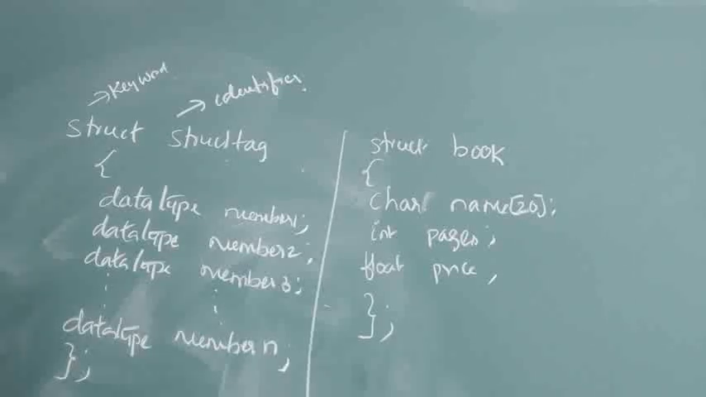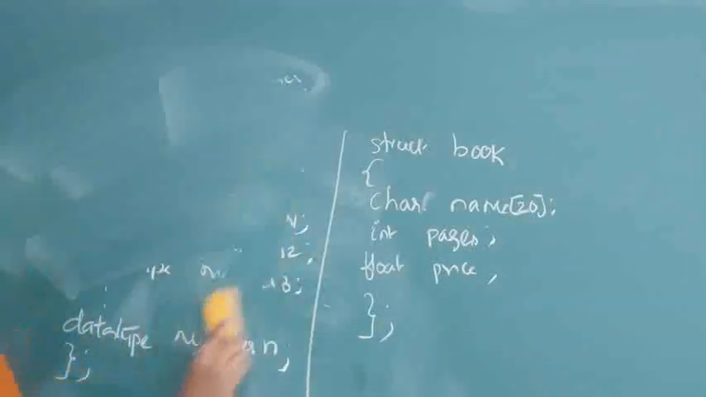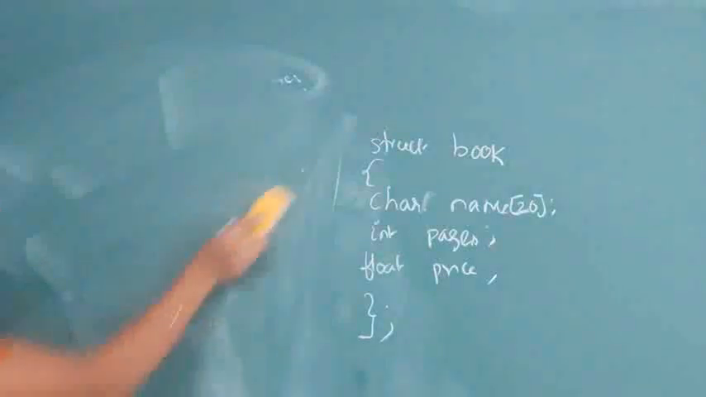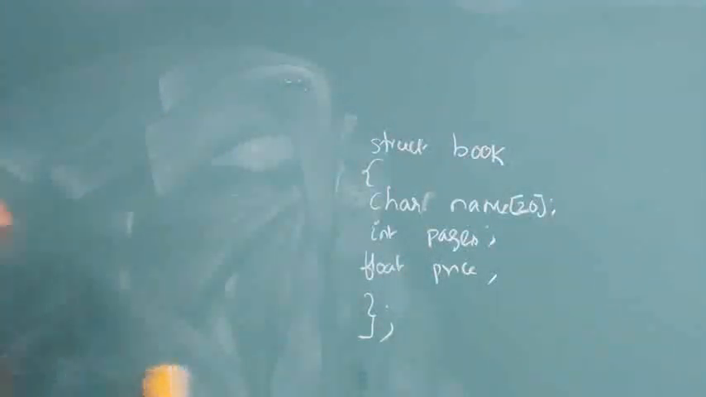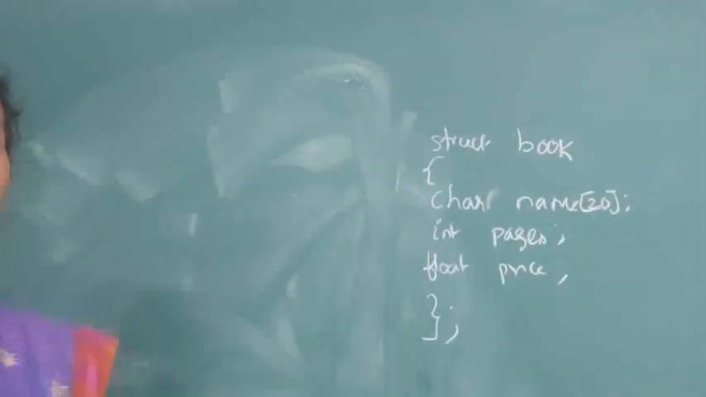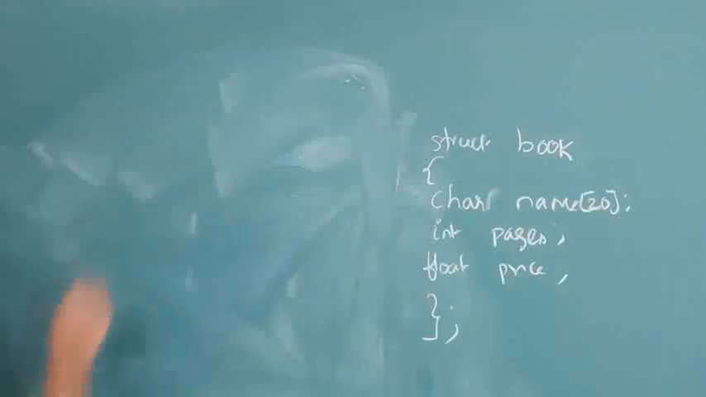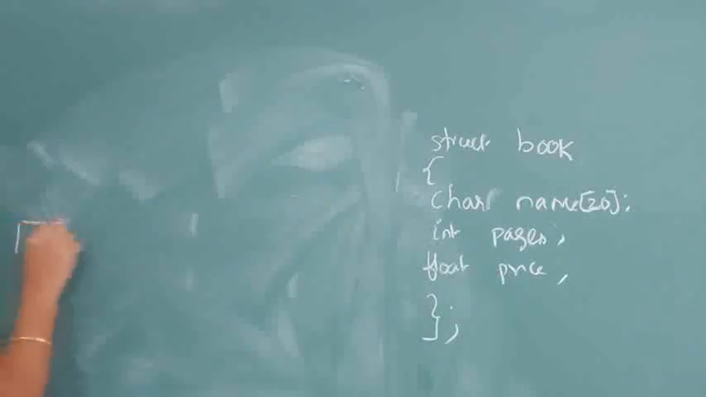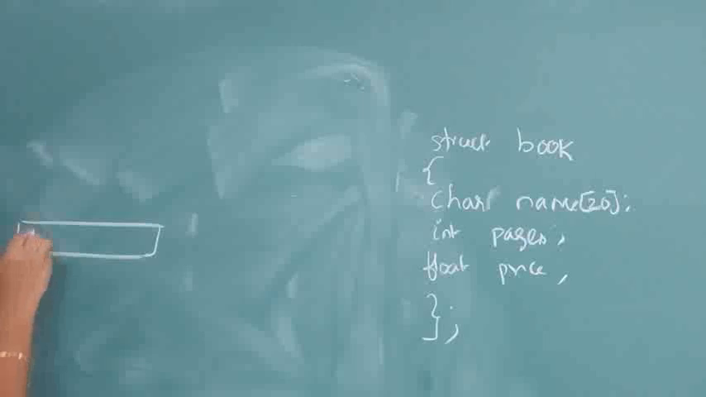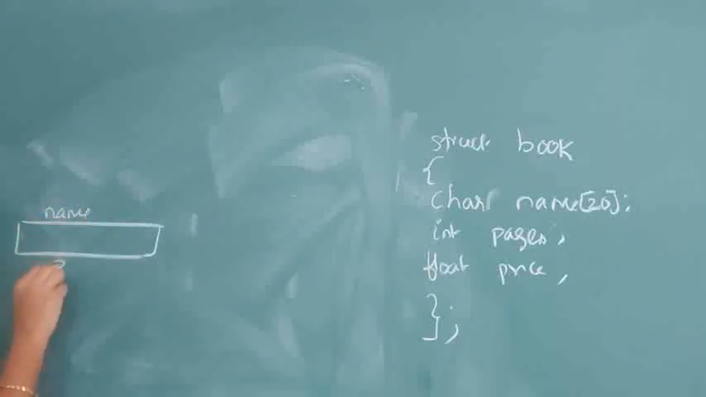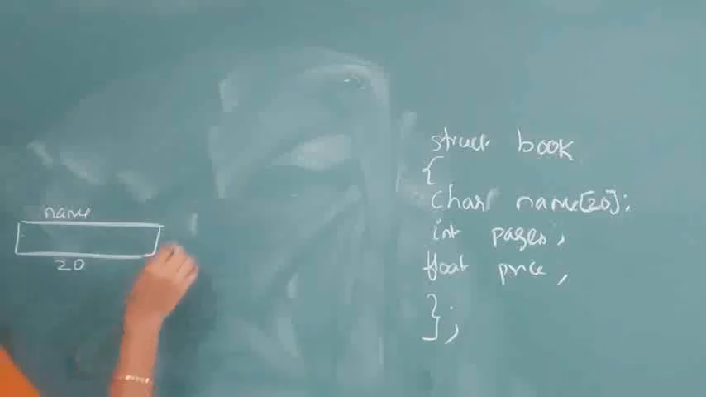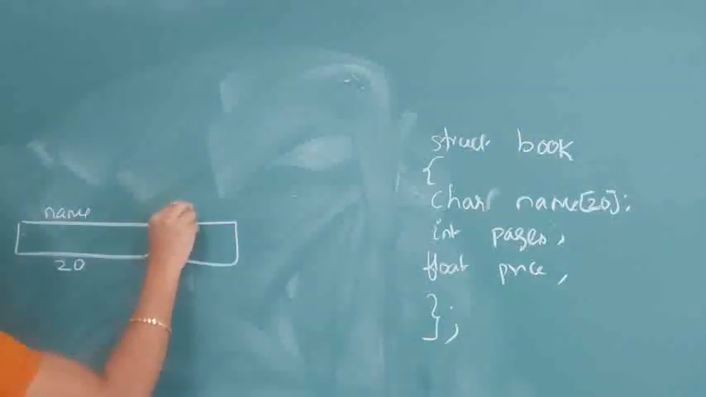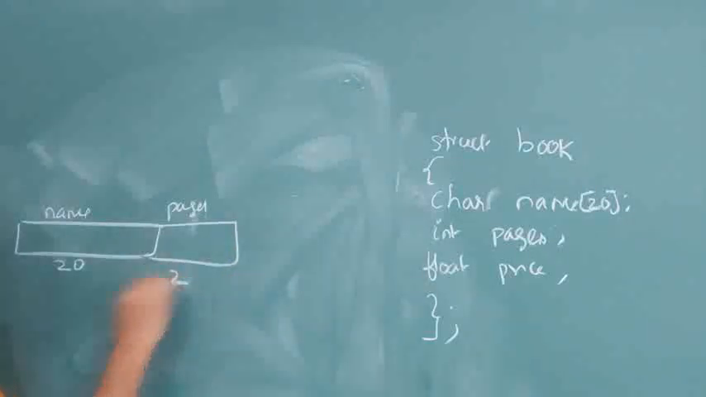I will explain the memory representation. I said structure is like an array. All the elements that are stored are stored contiguously in a single memory location. See the example. What is the first one? Name. For name, how much memory are you giving? 20 bytes. Next, int pages. Here it is 2 bytes of memory I am giving.